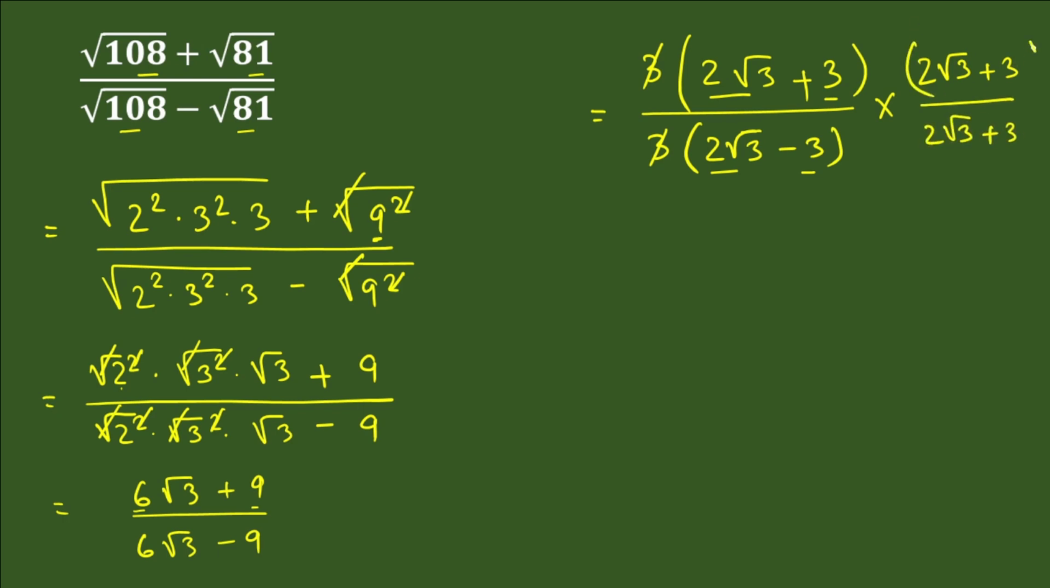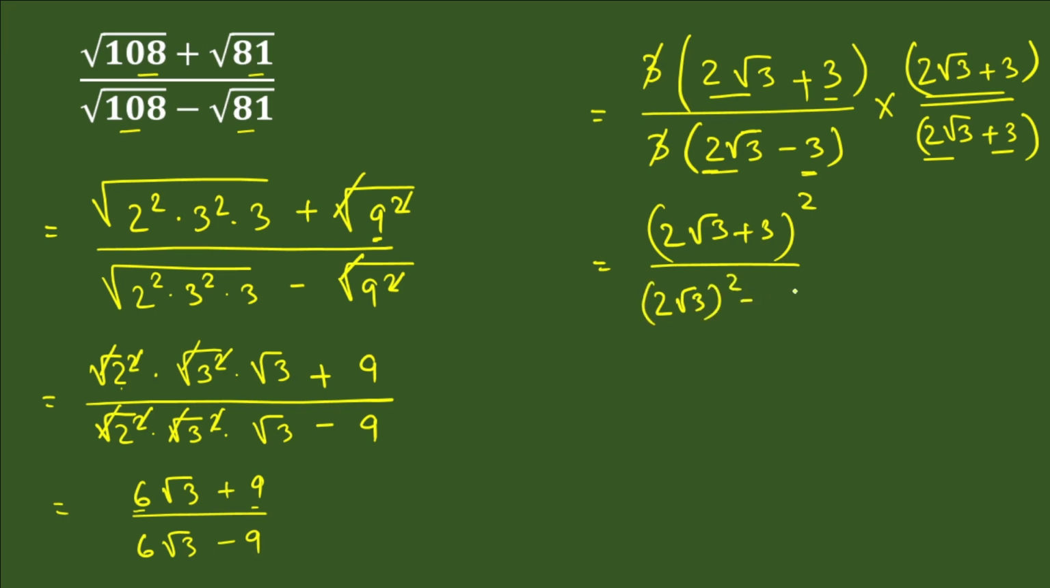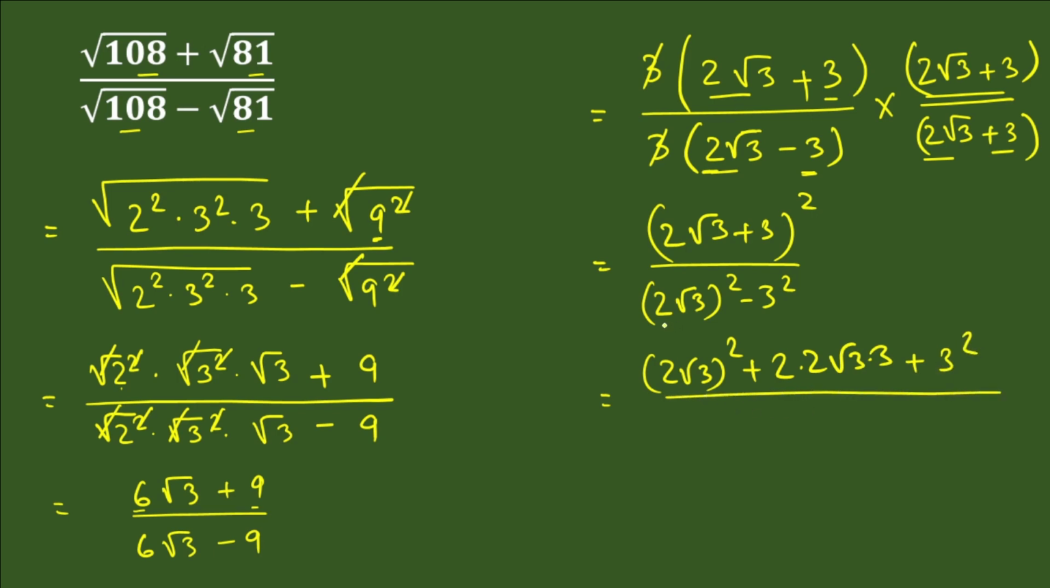Now in the numerator, if you look at it, it is 2 square root 3 plus 3 multiplied by the same value. So we can write it as 2 square root 3 plus 3 whole square, right? And in the denominator, it is a minus b multiplied by a plus b, right? A plus b multiplied by a minus b is a square minus b square. So we'll write 2 square root 3 whole square minus 3 square, right? Now the numerator is in the form of a plus b whole square, so we can expand it. So it is 2 square root 3 whole square plus 2 times 2 square root 3 multiplied by 3 plus 3 square, right?